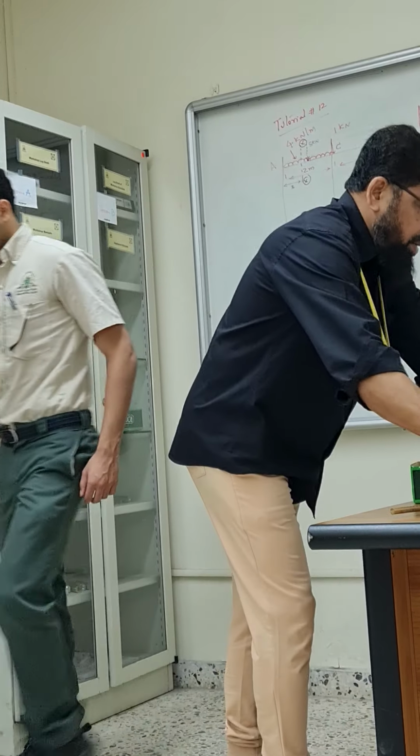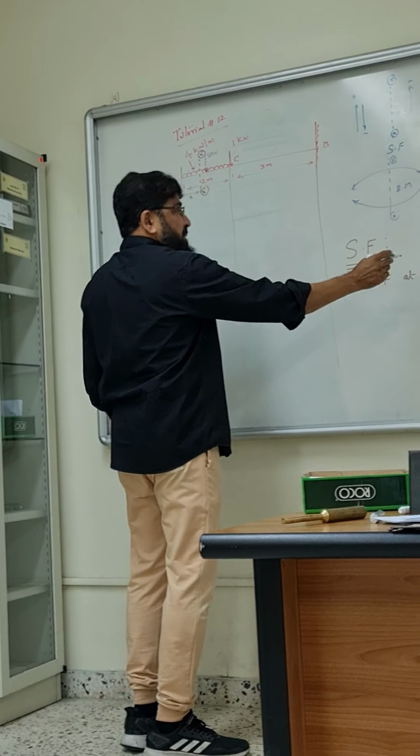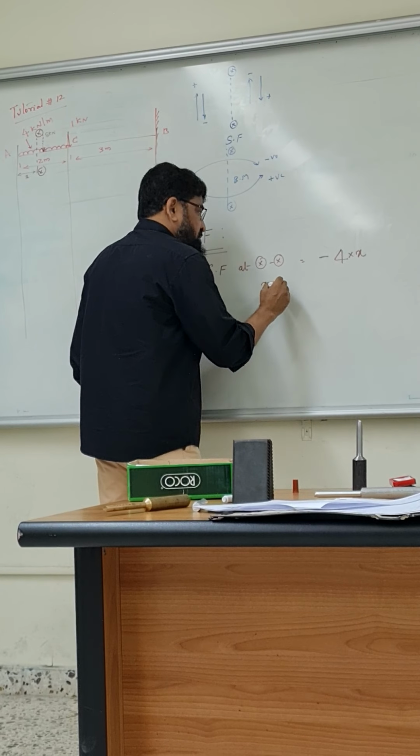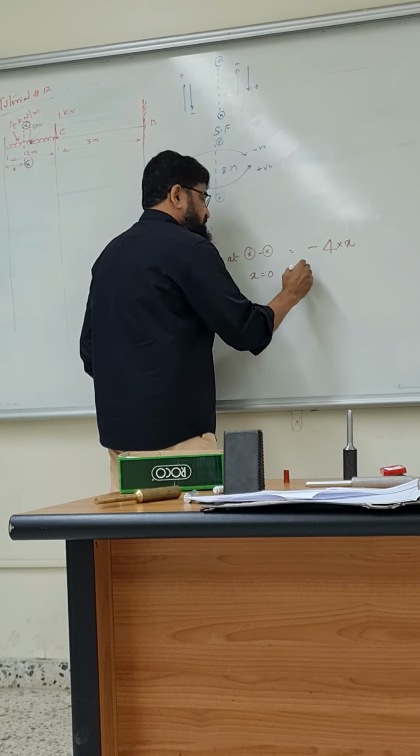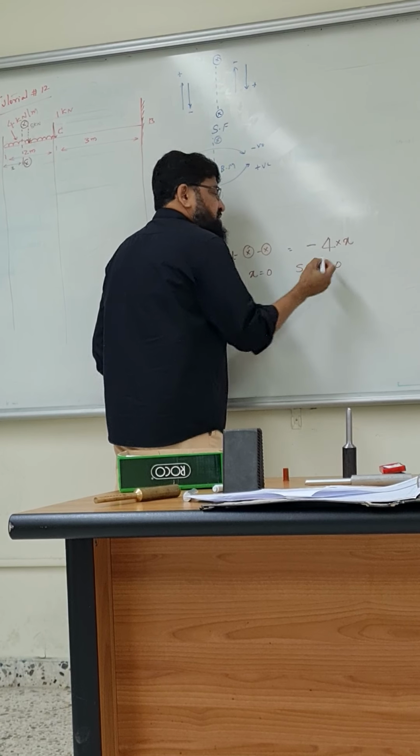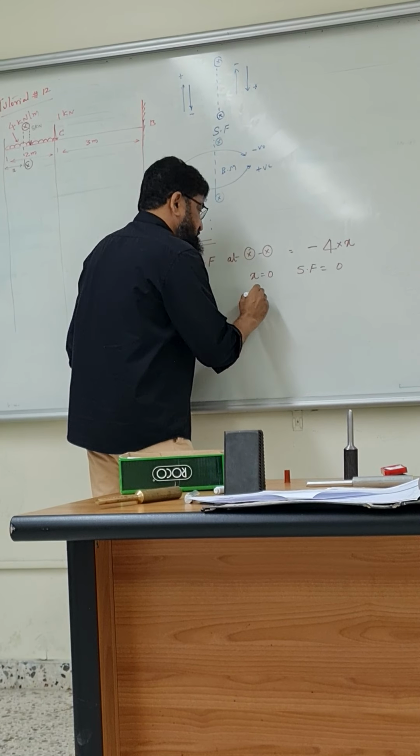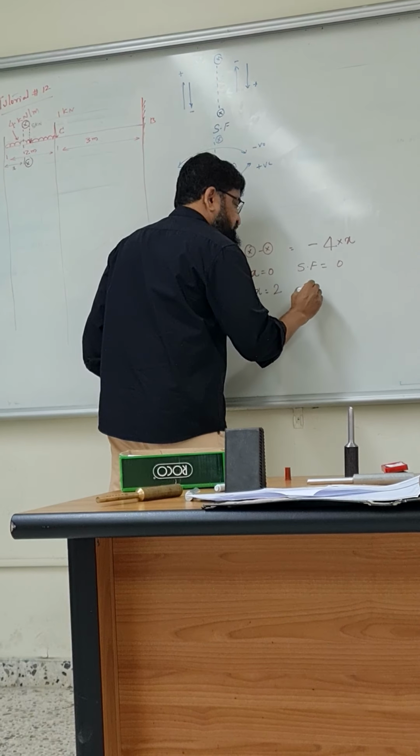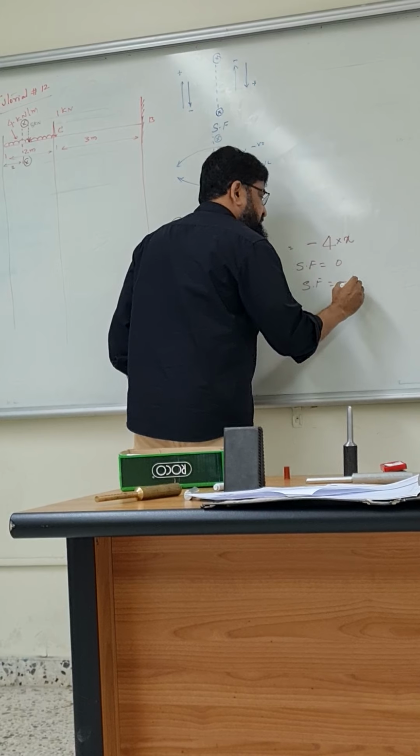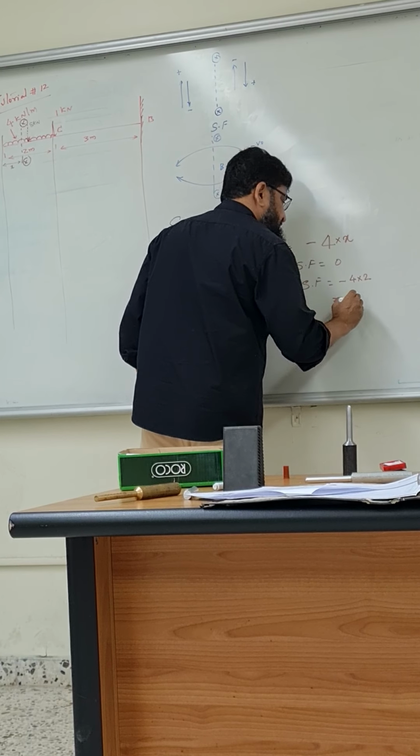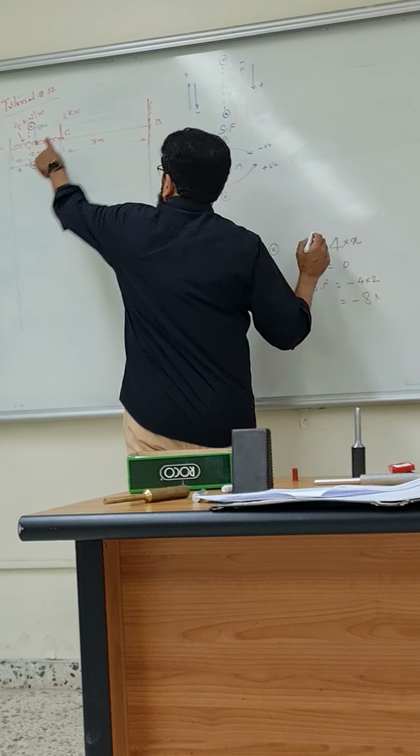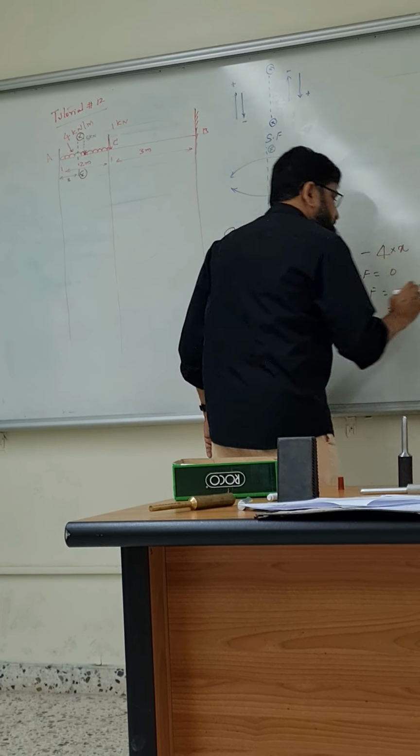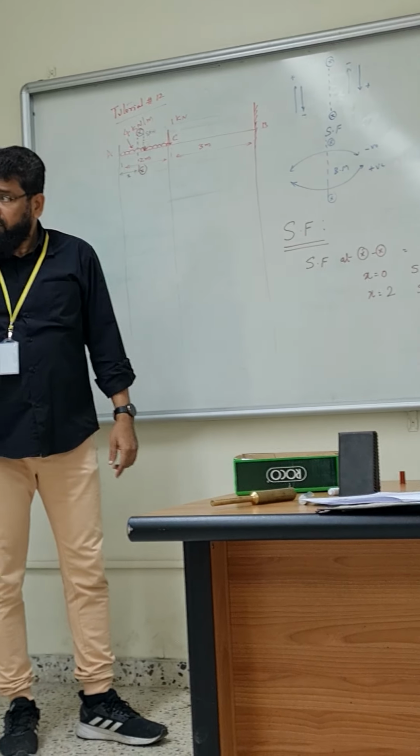So now what I will do is just say minus 4 into X. When X becomes 0, what will be the value of the shear force? 0, isn't it? When X is equal to 9 meters, what is the shear force? Minus 4 multiplied by 9, that is minus 36 kilonewton, is it? Let me write it as kilonewton meter. Okay.